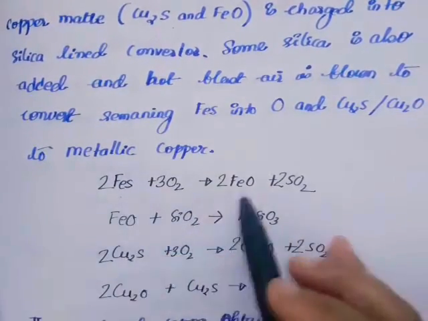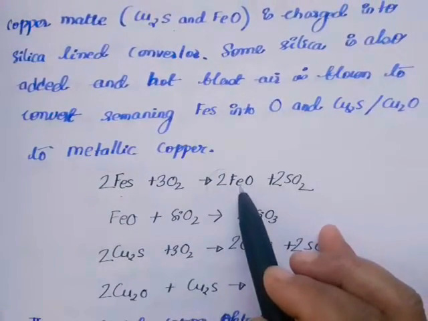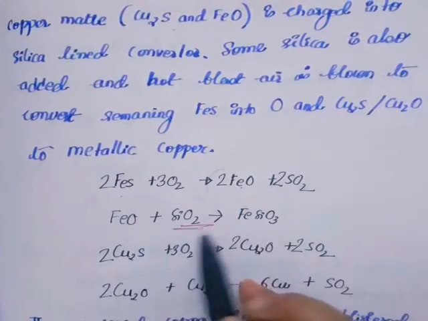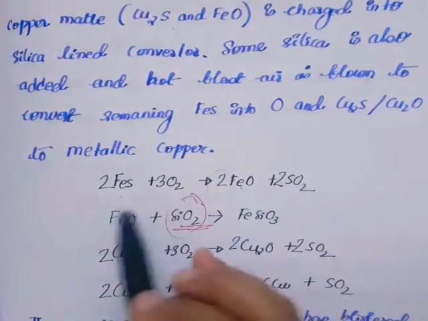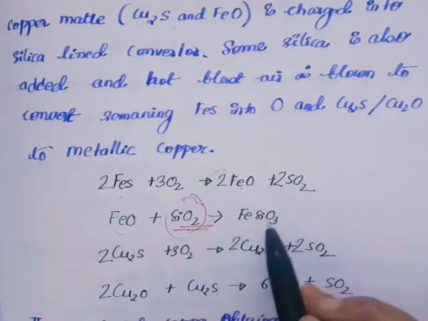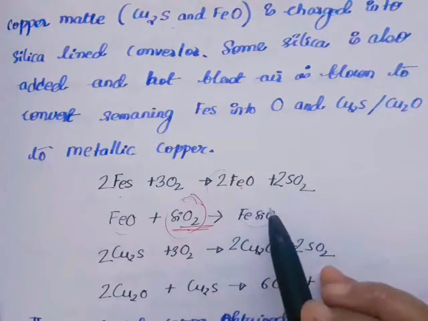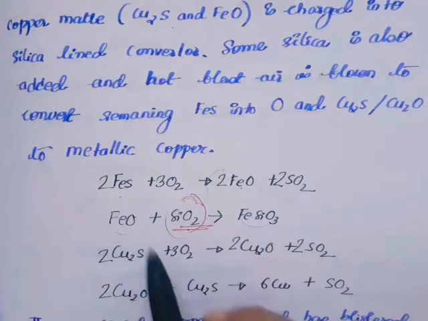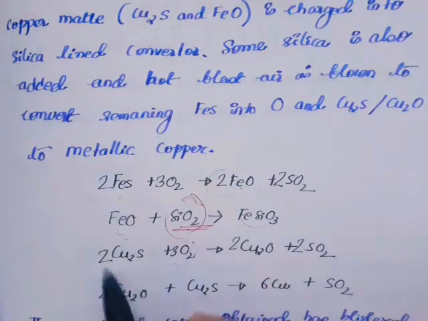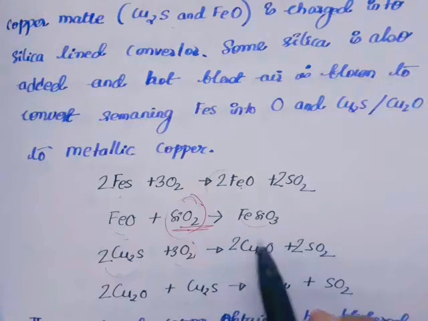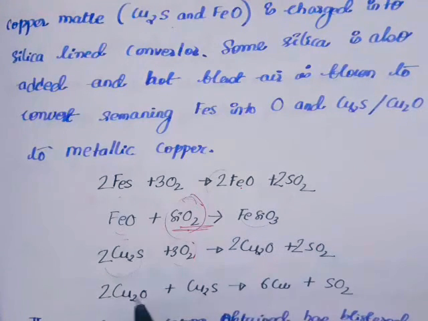So ferrous sulfide will convert to ferrous oxide. Now the role of silica here again is acting as a flux and removing ferrous oxide as slag, ferrous silicate. Now cuprous sulfide in the copper matte will get oxidized to copper oxide. Now this copper oxide and copper sulfide both will combine to give copper and sulfur dioxide.